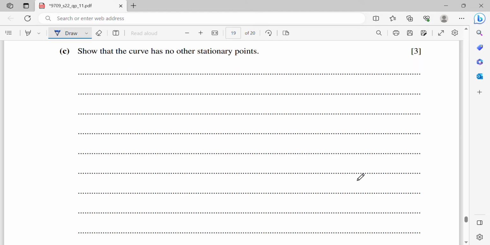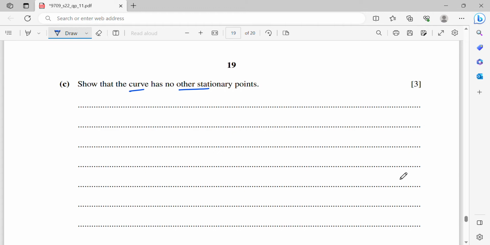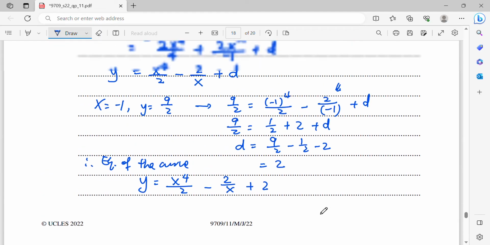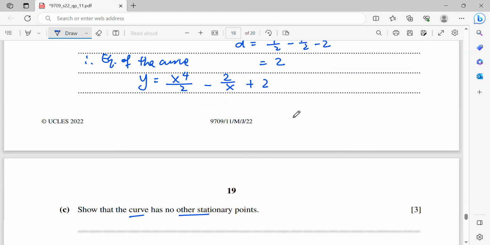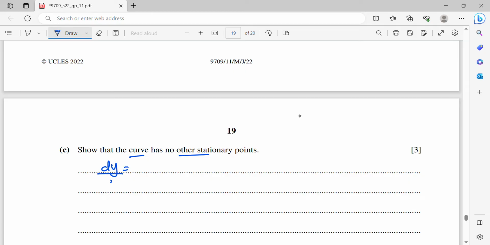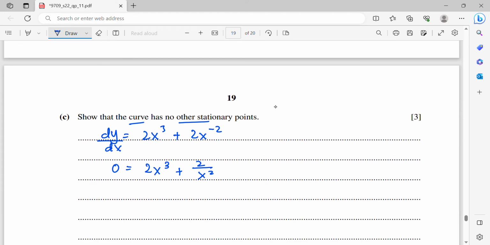Right? So now, C, show that the curve has no other stationary point. So now we need to differentiate dy dx. So I can just write my dy dx, no need my y, okay? So I will just copy dy dx is 2x cubed plus 2x power negative 2. That will be easier. Now, stationary points means dy dx equals to 0, so I will write equals to 2x cubed plus 2 over x squared. I'll try to find the x values.